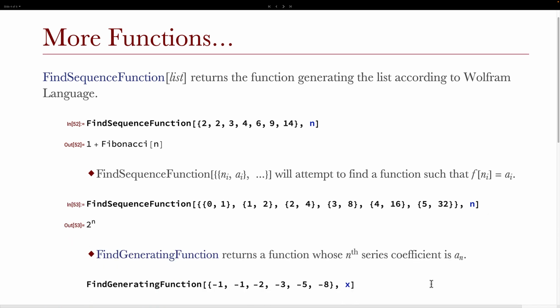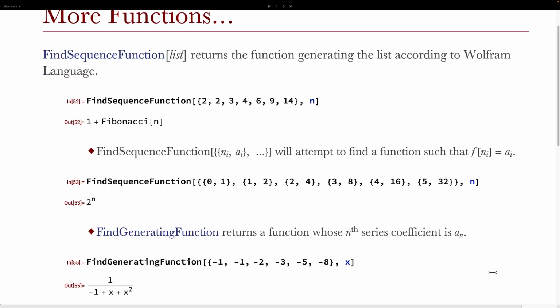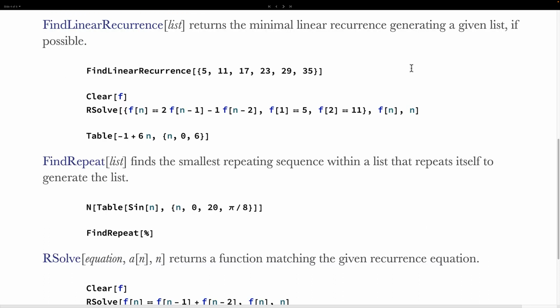Giving this 0, 1, 1, 2, 2, 4, 3, 8, 4, 16, and 5, 32, it returns 2 to the power of n. Finally, there's the FindGeneratingFunction, which returns a function whose nth series coefficient is a sub n. Giving this -1, -1, -2, -3, -5, and -8, it returns 1 over -1 plus x squared. Now if the concept of these generating functions is unfamiliar to you, that's great because we have a video coming up on generating functions.